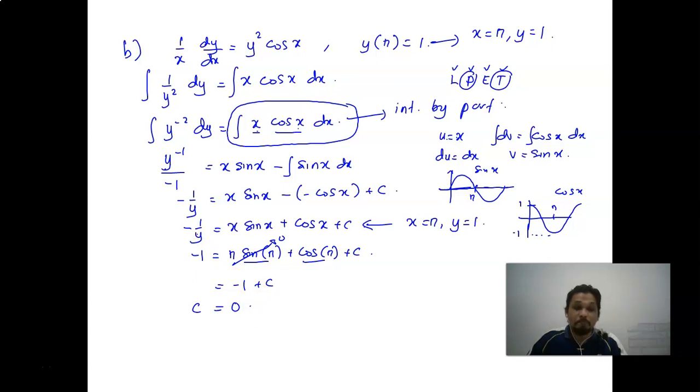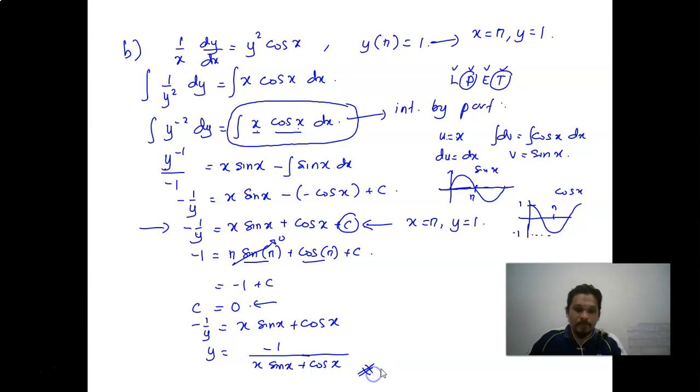C equal to 0. So then, get back to this equation here. Negative 1 over y equal to x sine x plus cos x, and c is already found, which is equal to 0. So there is no constant left. And then y equal to negative 1 divided by x sine x plus cos x. There you go.